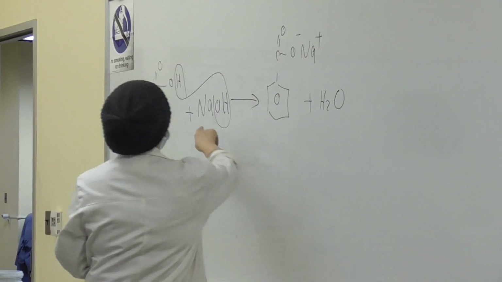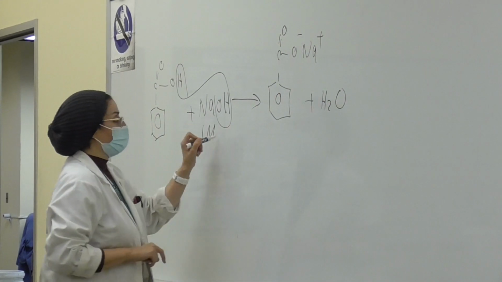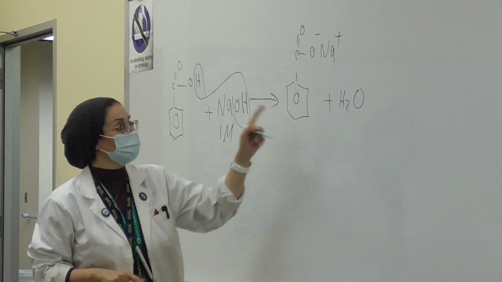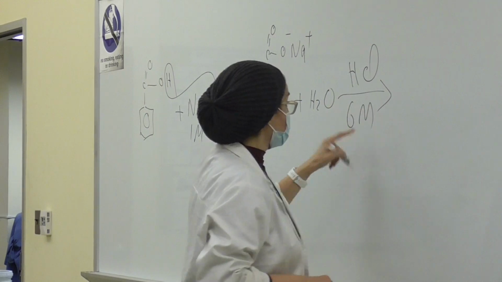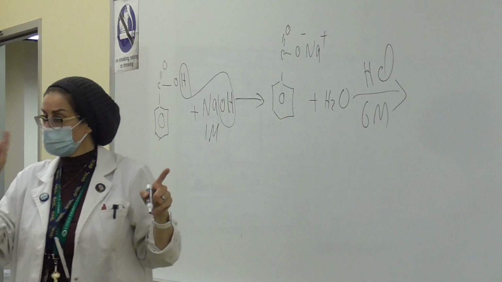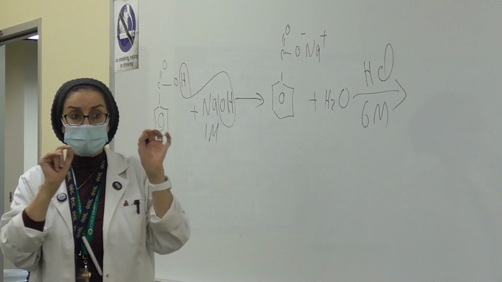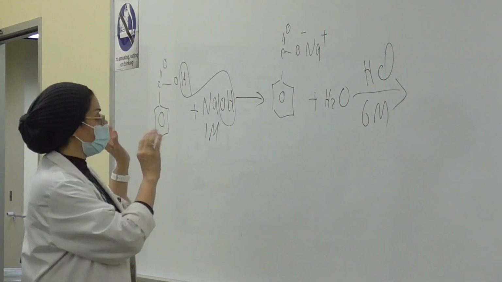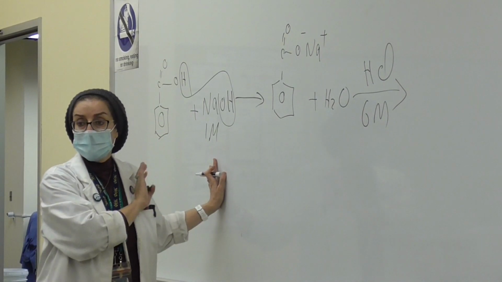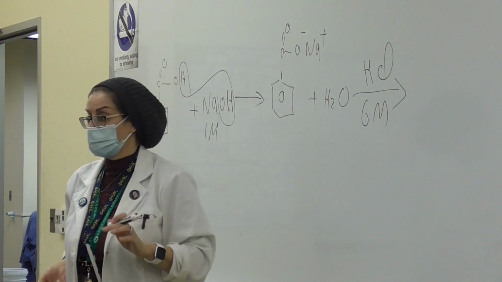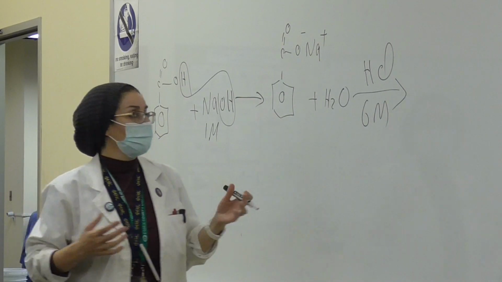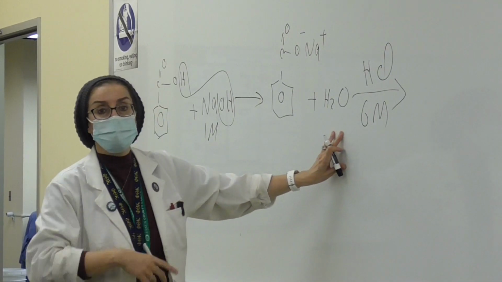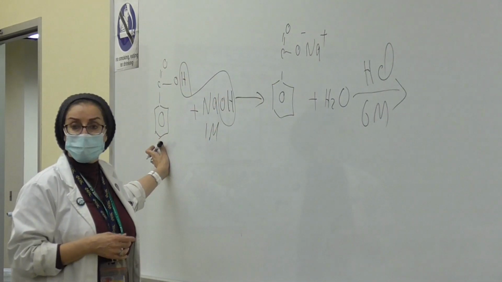So that's when you add 1 molarity of this guy. What is going to happen to this when you add HCl and it is 6 molarity? This is very, very strong. Try to be very careful today because we have strong acid and strong base. And those are very corrosive, okay? Especially 6 molarity hydrochloric acid is very, very strong. So what do you think is going to happen? It is going to return back to the benzoic acid.